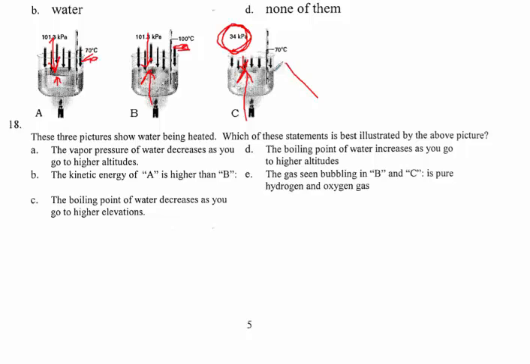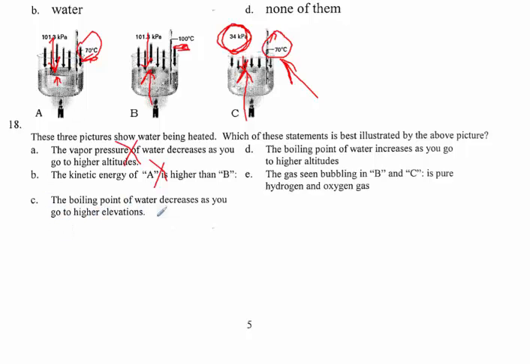Say you've gone up on top of a mountain or something, and so the water is boiling at way less temperature. So let's see now. Let's read these illustrations. The vapor pressure of water decreases as you go. No, that has to do with temperature. The kinetic energy of A is higher than B. A is actually lower, see, than B. B is higher at 100 degrees C.